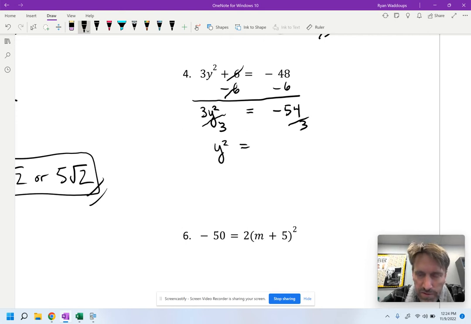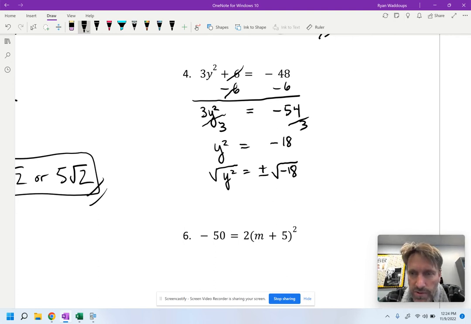And we've got y squared is equal to negative 18. And I take the square root of both sides. Equals, and that's plus or minus the square root of negative 18. So 18 is not a perfect square, so I need to see if I can simplify it. So I take my prime factors. 2 goes into 18 9 times, and 9 is 3 times 3. I have a pair of 3's, so that's going to come out. And the negative is going to come out as an i.